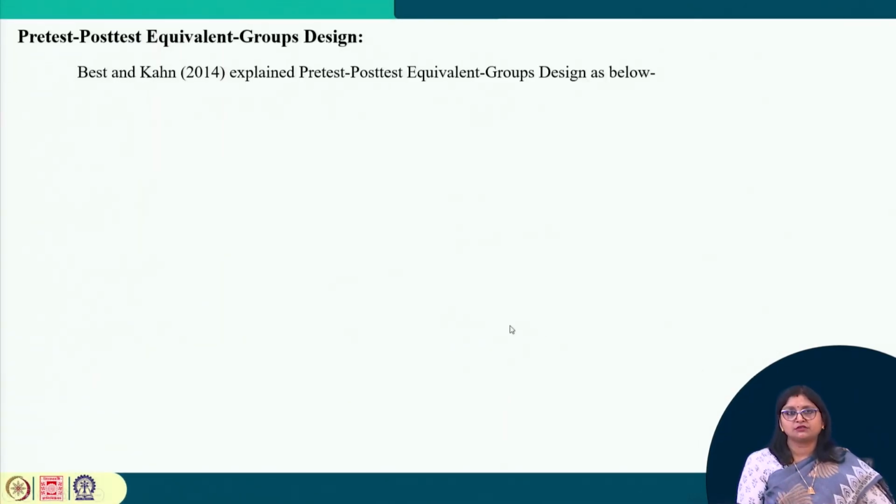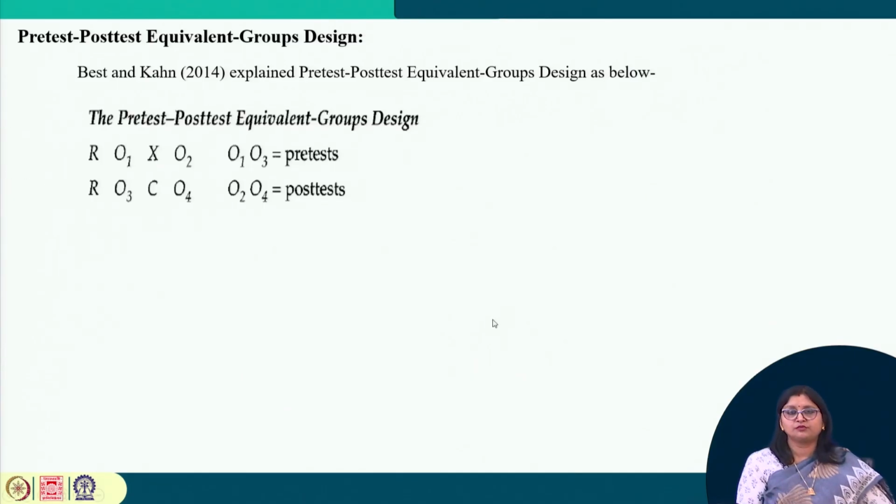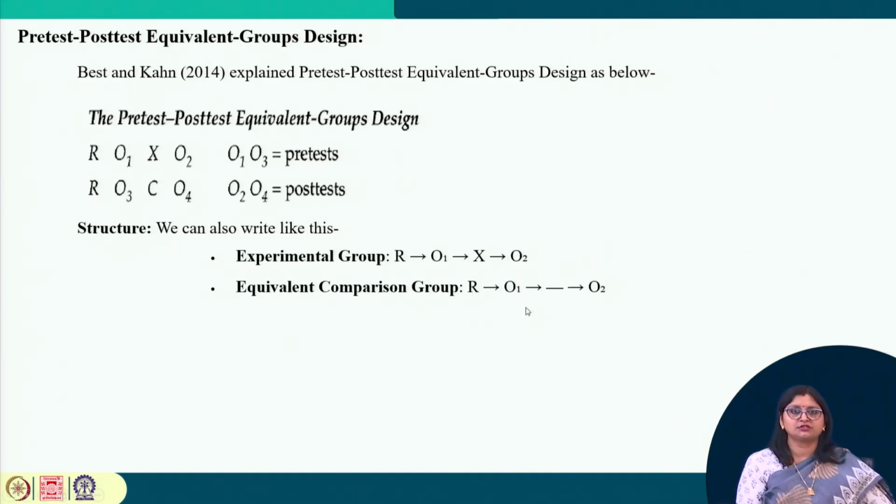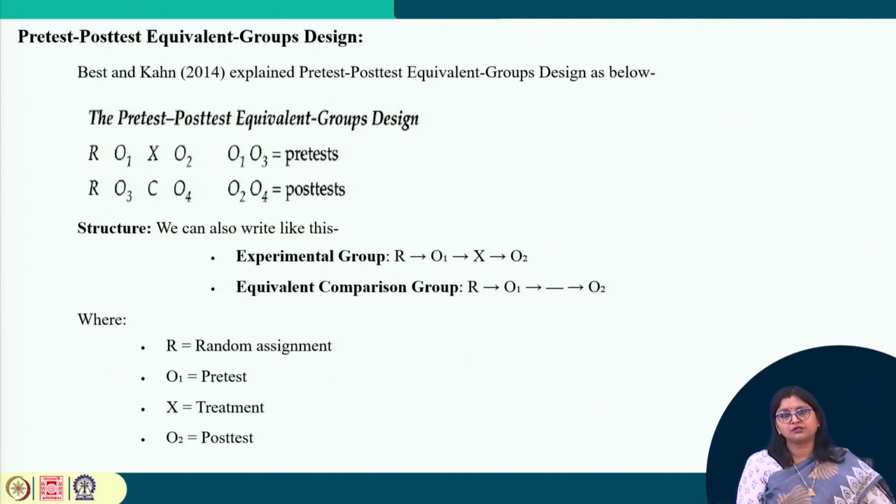The pretest-posttest equivalent group design is also there, and Best and Kahn have explained this design as below. They have designed it like this: the research group, or the experimental group, is having the treatment, and the second group is not having the treatment. A pretest is taken, and after that a posttest is taken. The experimental group gets the treatment and O2 comes, and the equivalent comparison group gets no treatment, and O2 also comes as an outcome.